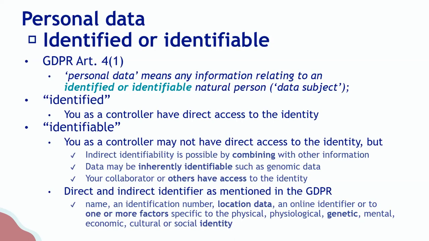So even if you're the researcher in the HPC environment, you may not have direct access to the individual's identity, but the data may still be identifiable if it could be combined with other information to identify the person. If you're dealing with data that we treat as inherently identifiable, like whole genome sequence data from patients, or if there's a link back to the data identifiers that you hold, or another member of your team does, and there's a potential you could access that, or an unauthorized party could.